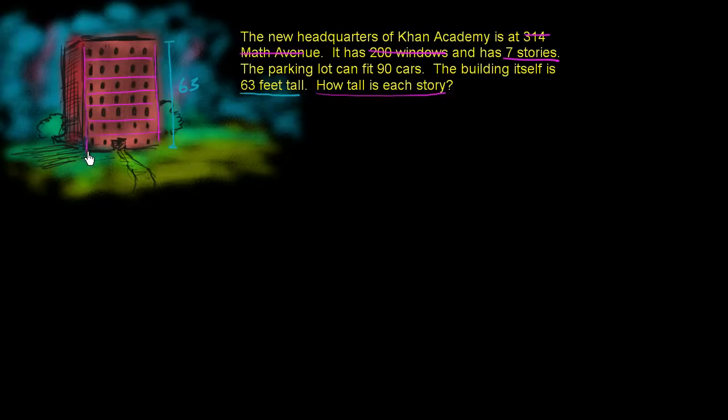So if we divide 63 by 7, we should figure out how tall each story is. So let's do that. We're going to divide 63 feet divided by 7 stories. And this is going to tell us how tall each story is. So that's going to be equal to question mark. Now, 63 divided by 7 being equal to question mark is another way of saying that 7 times question mark is going to be equal to 63.